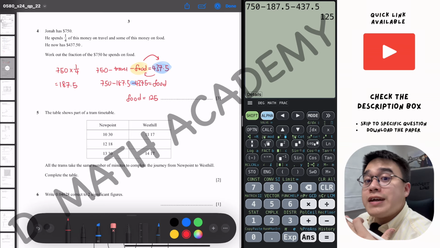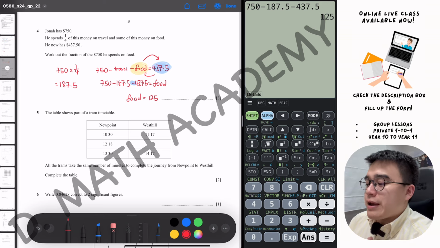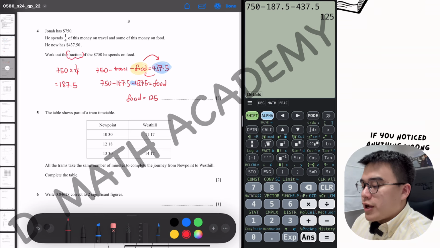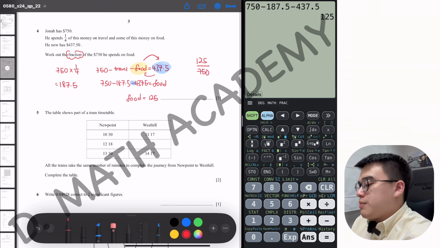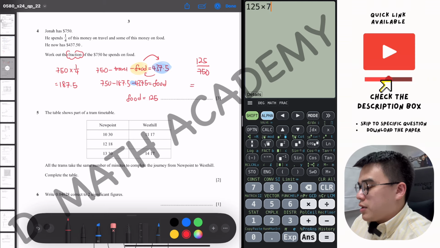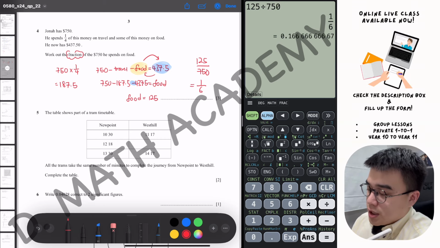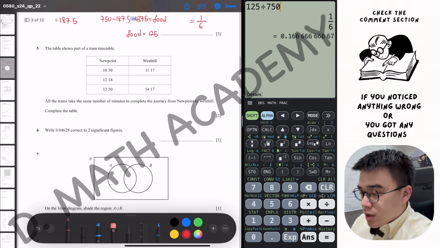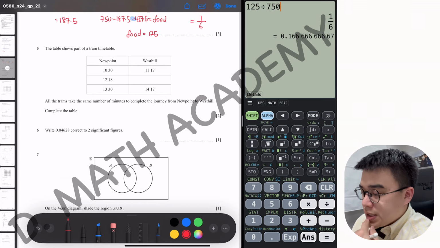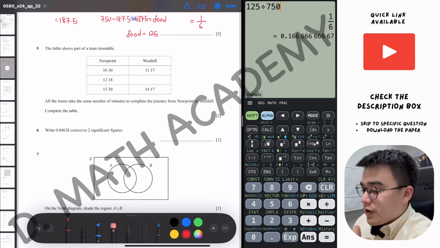If you stop here, then congrats, you fell for the trap. What they expect from you was actually a fraction. So please take 125, divide it by 750, then you will get your final answer here, which is 1/6. Okay, so that's it for question 4. Okay, question 5. They say it takes the same number of minutes, asking us to find the value.